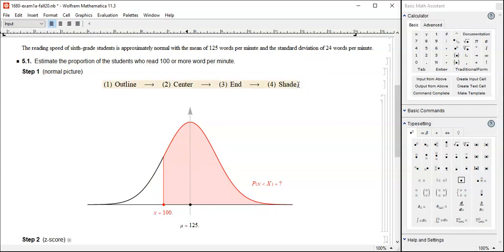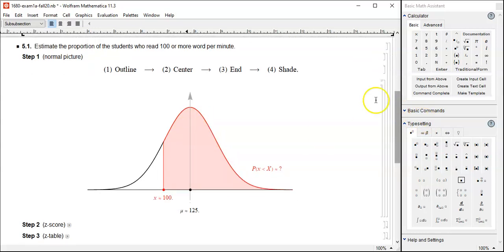This is a standard process. Outline, center, end, and shade. Outline is already provided, all right. Center, you label it, 125, that's a mean. And end, well, the problem said 100. End is over here this time. And then finally shade. 100 or more is to the right, so shading done.